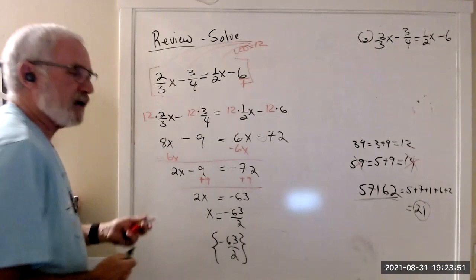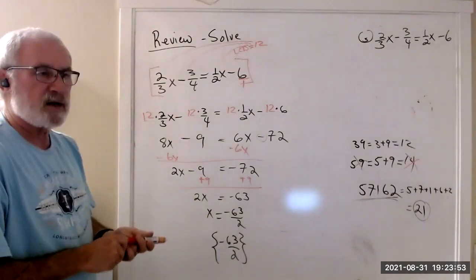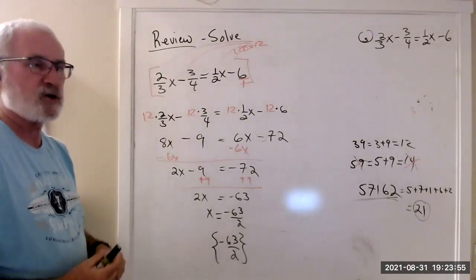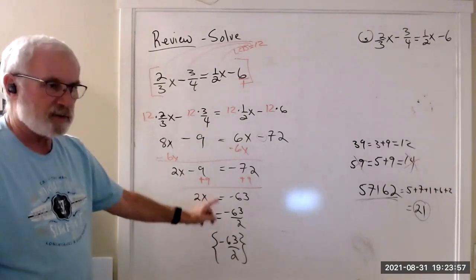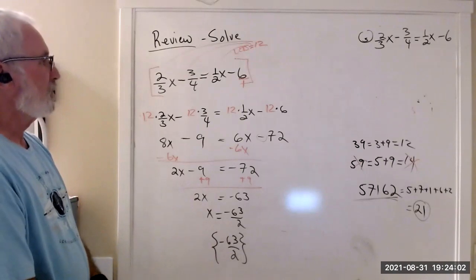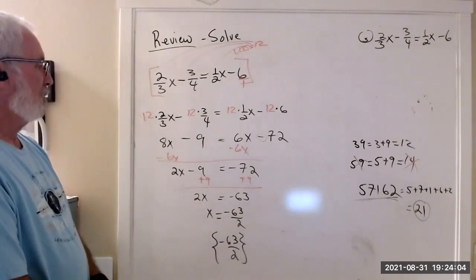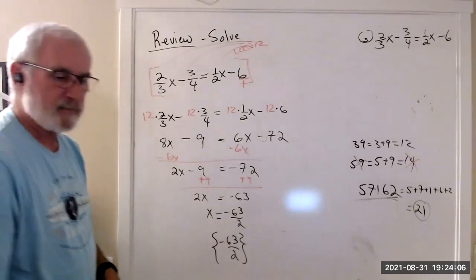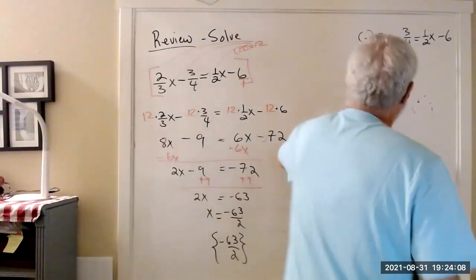Anything you want. Negative 31.5 would be great. Negative 31 and a half, the fraction, would be great. Or this would be great. As long as it's reduced, I'm happy. Is that okay? Yep. A lot of talk for that.